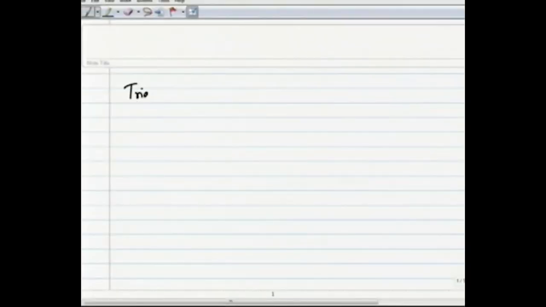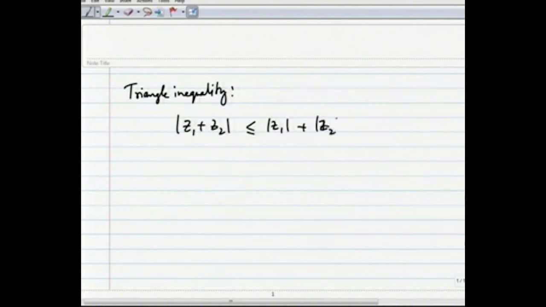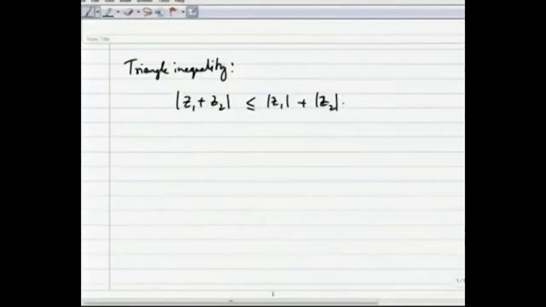Last time, recall, we proved the triangle inequality for the modulus of a complex number. It said that the modulus of z1 plus z2 is less than or equal to the modulus of z1 plus the modulus of z2. And it was an exercise to show that equality occurs only when z1 and z2 lie on the same line passing through the origin, and on the same side of the origin. That is your triangle inequality.